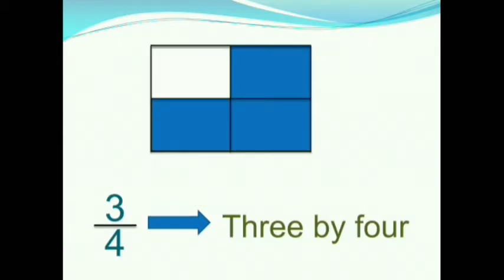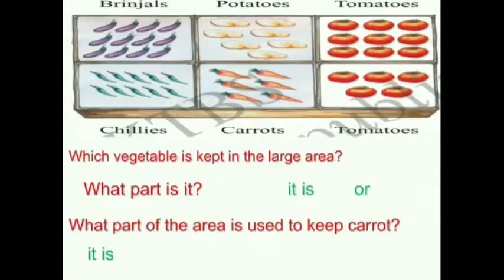Let us see another example. Here, one rectangle is divided into 4 parts. 3 parts are colored. Numerator is 3. Denominator is 4. So, it will be written as 3 by 4.